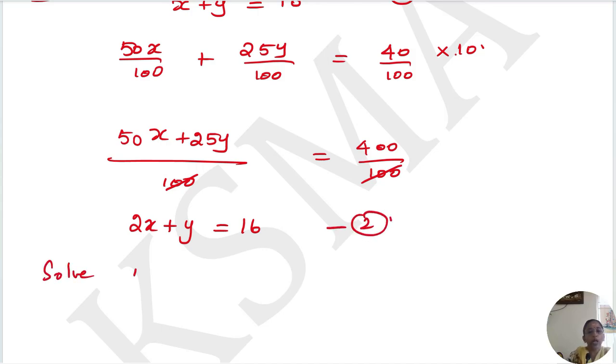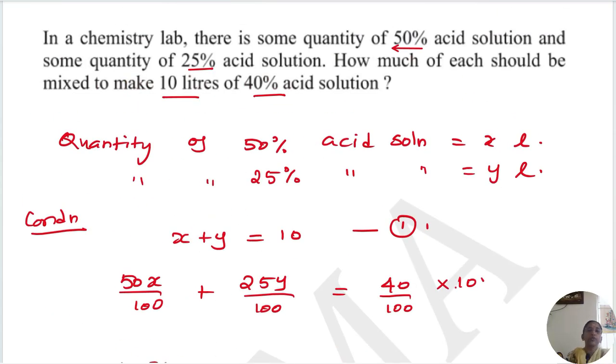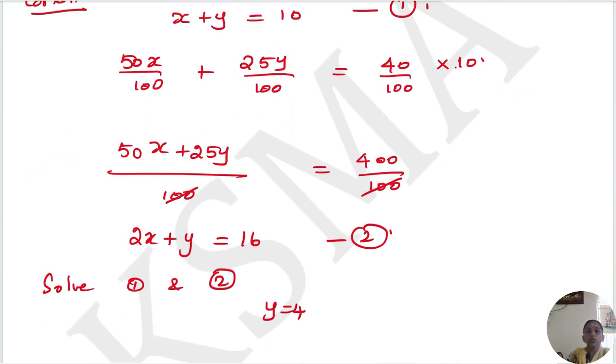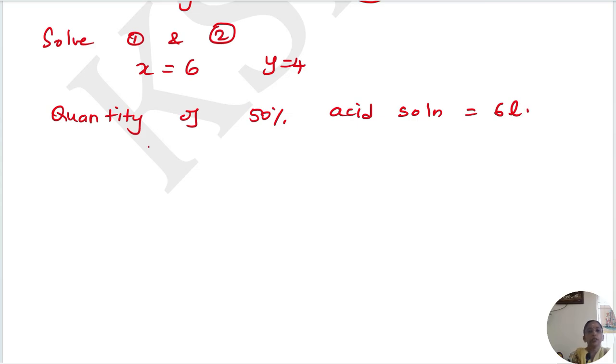Solve your equations 1 and 2, so you will get your x and y values. X is 6, y is 4. So what is our x here? The quantity of the 50% acid solution, in liters. So the quantity of 50% acid solution is equal to 6 liters. The quantity of 25% acid solution will be equal to 4 liters.